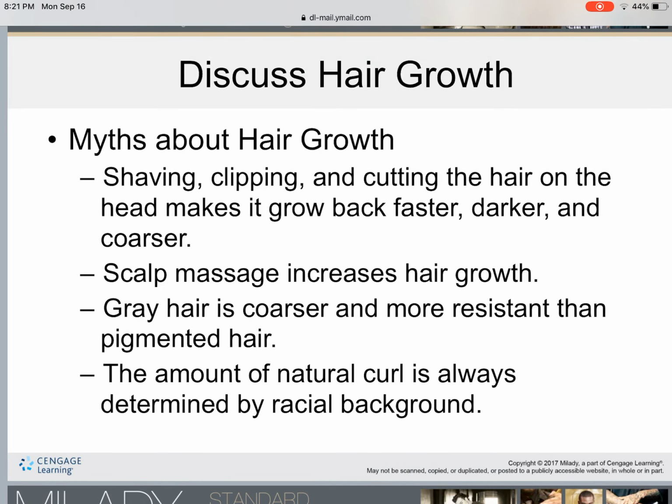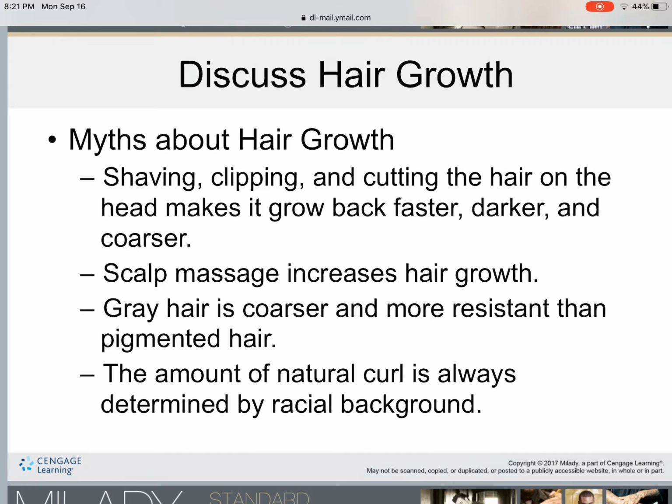Okay, let's talk about some myths. Shaving, clipping, and cutting the hair on the head makes it grow back faster, darker, and coarser. It may seem to grow back faster, but this has no effect on hair growth. When hair is blunt cut to the same length, it may grow back.